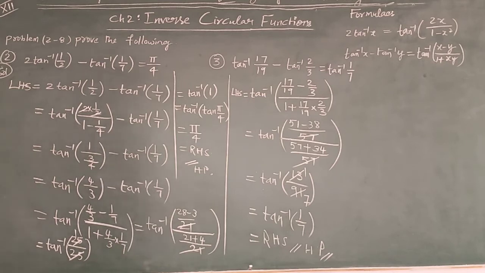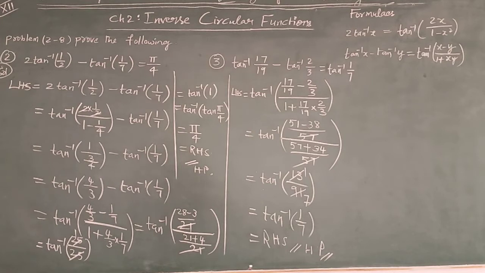It is very easy if you are able to remember that 2 tan inverse x is equal to tan inverse 2x upon 1 minus x square, and tan inverse x minus tan inverse y is equal to tan inverse x minus y upon 1 plus xy. If you remember these two formulas, you just need to apply them, not more than that. So that is about your second and third problem.